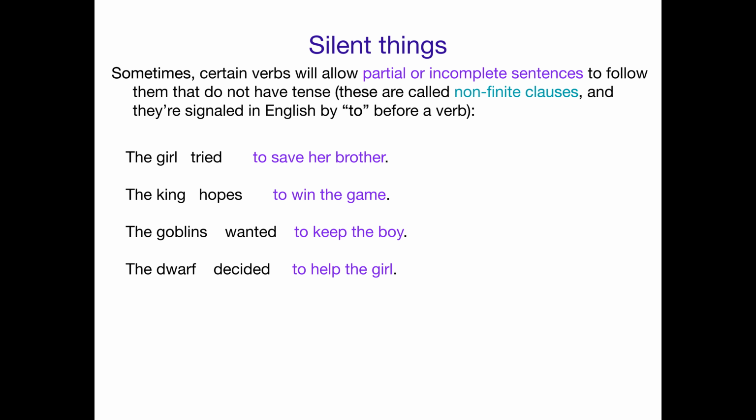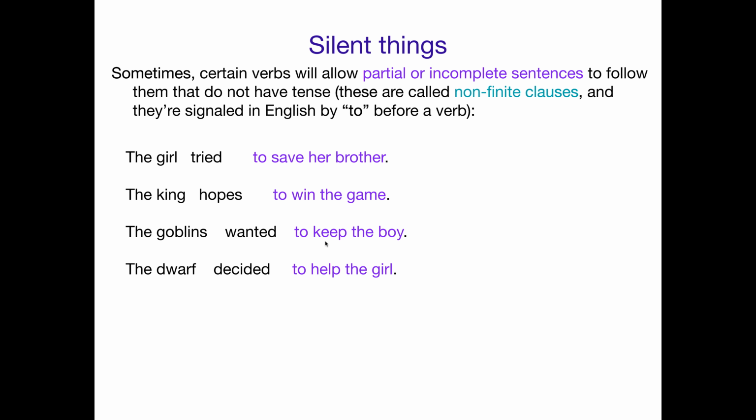But sometimes certain verbs will allow what seem to be these partial or incomplete sentences that follow them that don't have tense. There's no will, there's no did, there's no might. It's just this, in English, this word to. Right? So these are called non-finite clauses, as I mentioned before, and in English they're signaled by having the word to before a verb. So the girl tried to save her brother. The king hopes to win the game. The goblins wanted to keep the boy. The dwarf decided to help the girl, right?